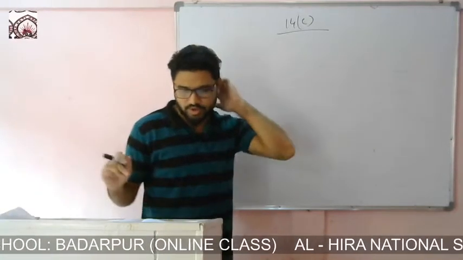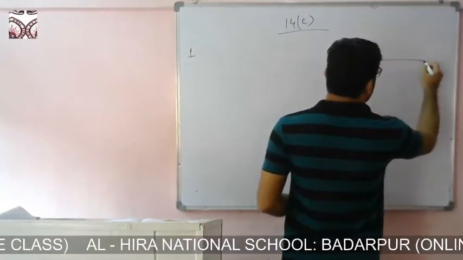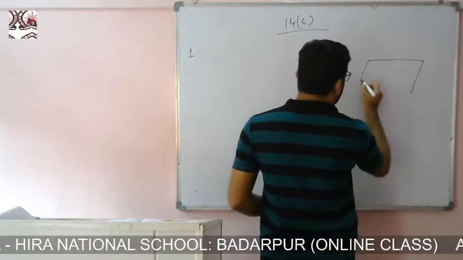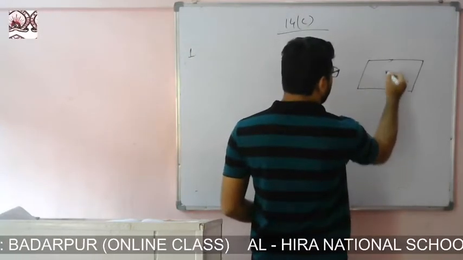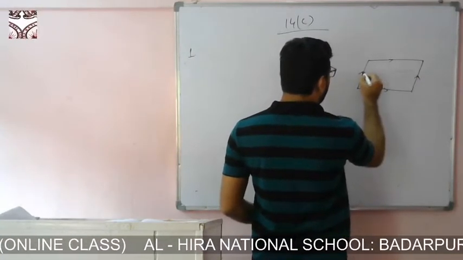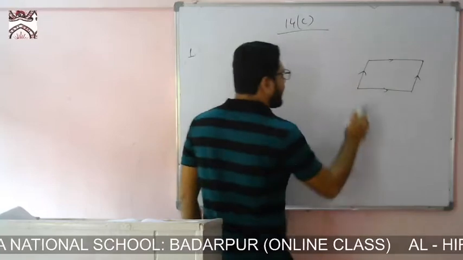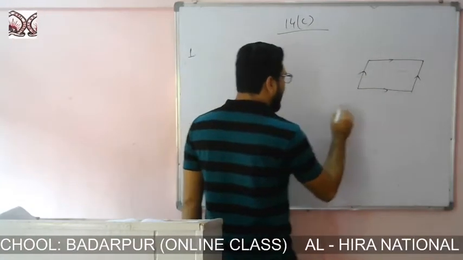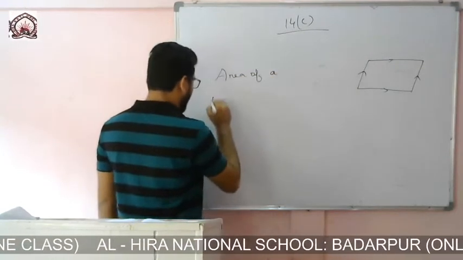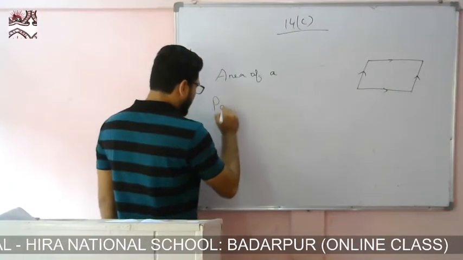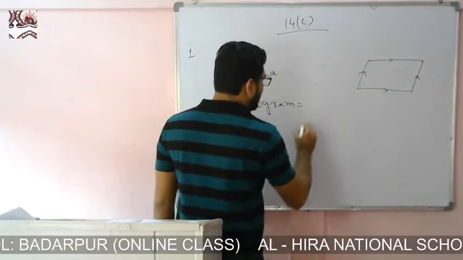Okay, and we know the area of the parallelogram. You see, this is a parallelogram. That means a quadrilateral whose opposite sides are parallel. This side and this side are parallel, this side and this side are parallel. So you have to find the area of this parallelogram. The formula is: area of a parallelogram equals base into height.